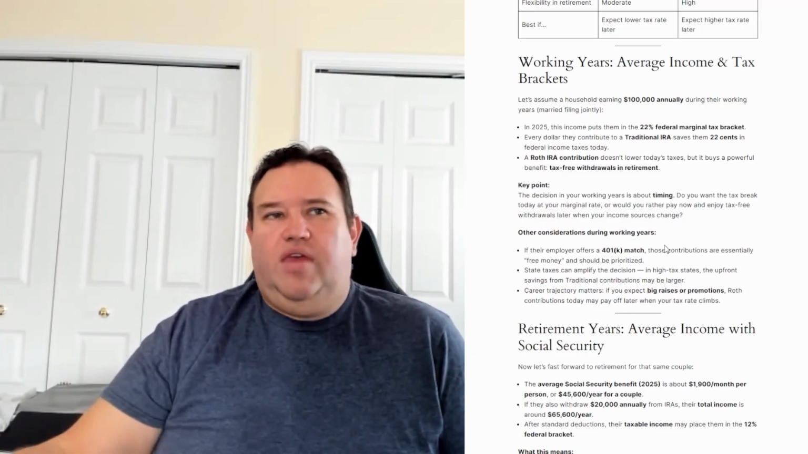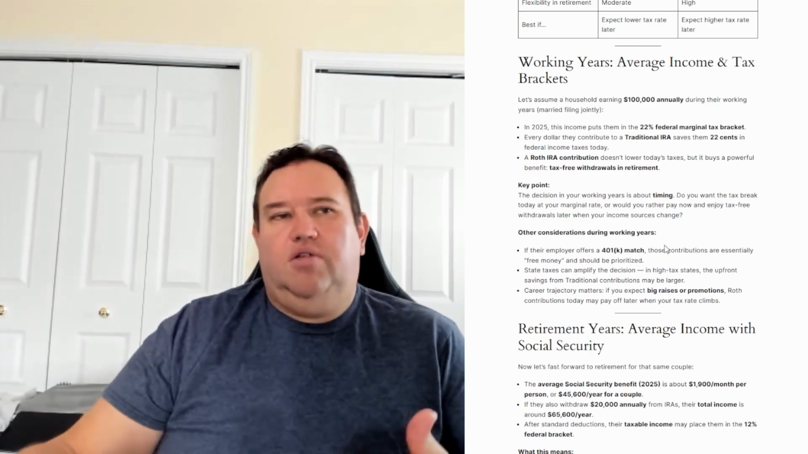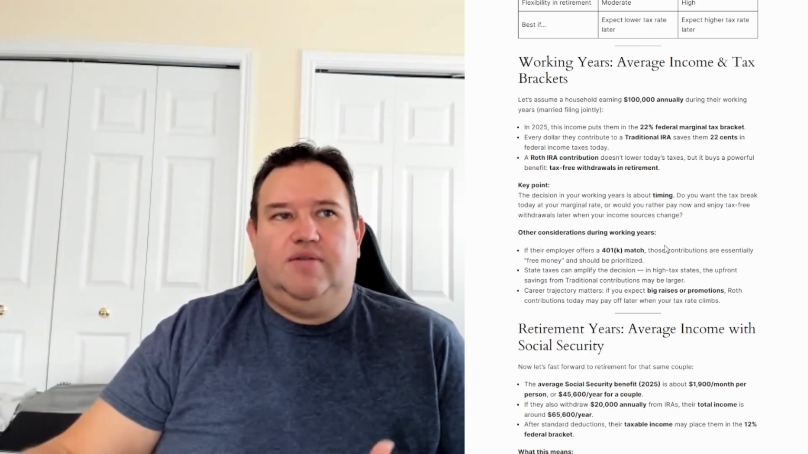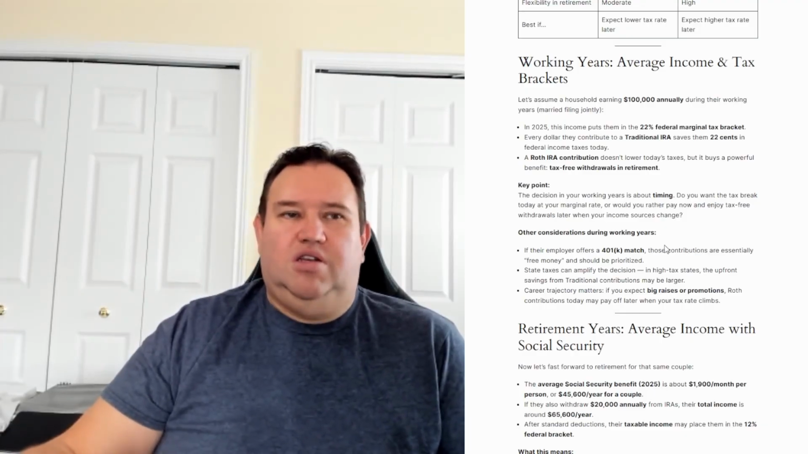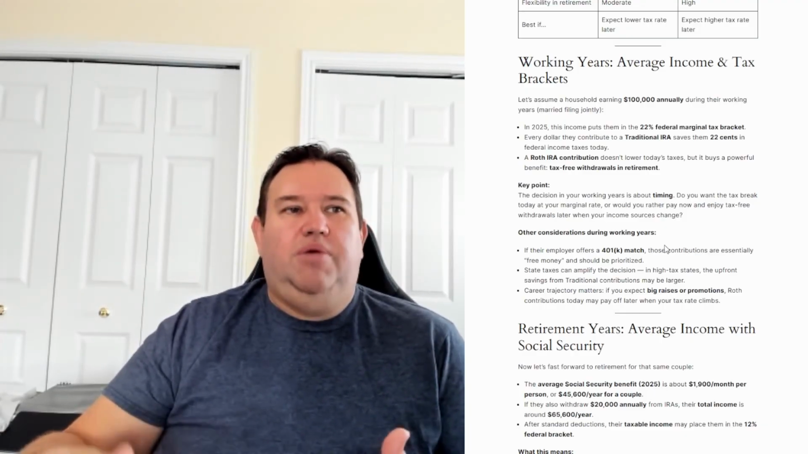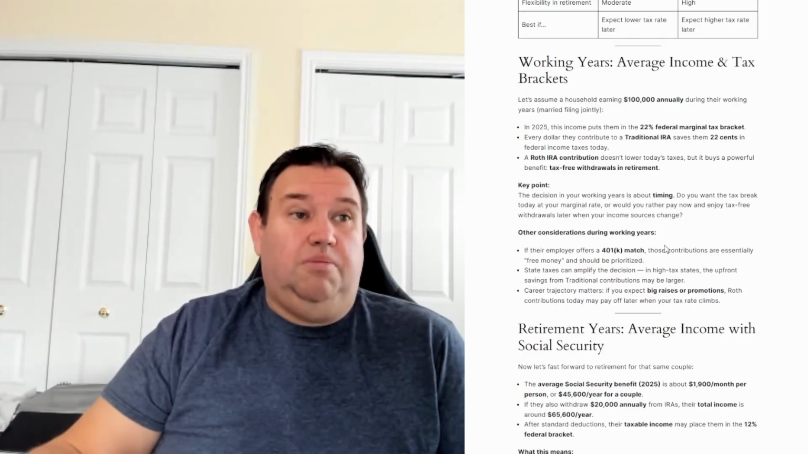In 2025, their income puts them in the 22% marginal tax bracket. Every dollar they contribute to a traditional IRA saves them about 22 cents in federal income taxes. A Roth contribution doesn't lower taxes today, but it has a powerful benefit: the withdrawals when they go into retirement are going to be tax-free.